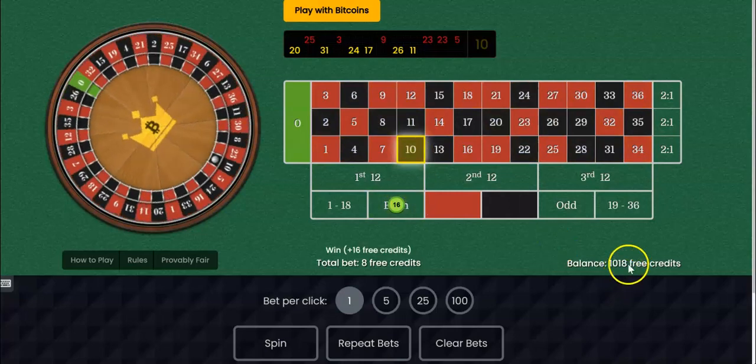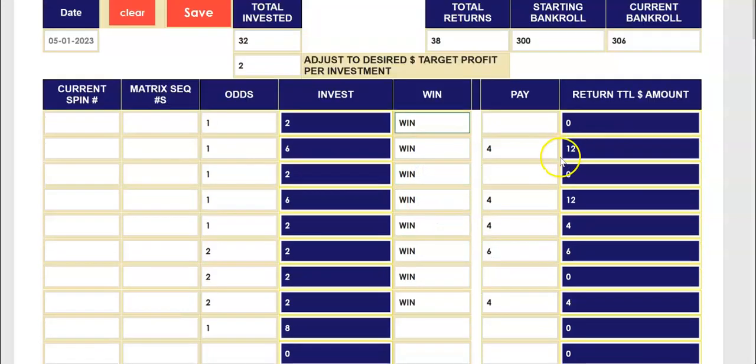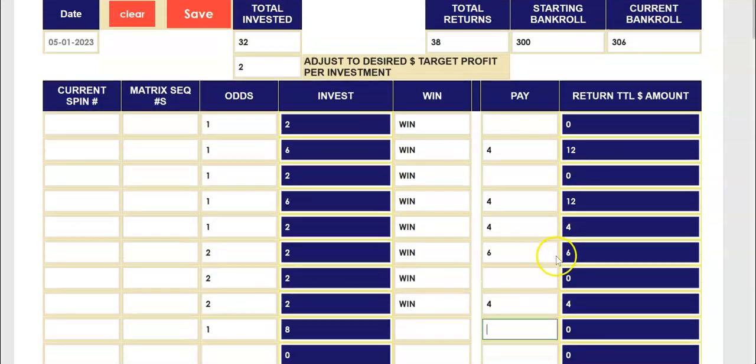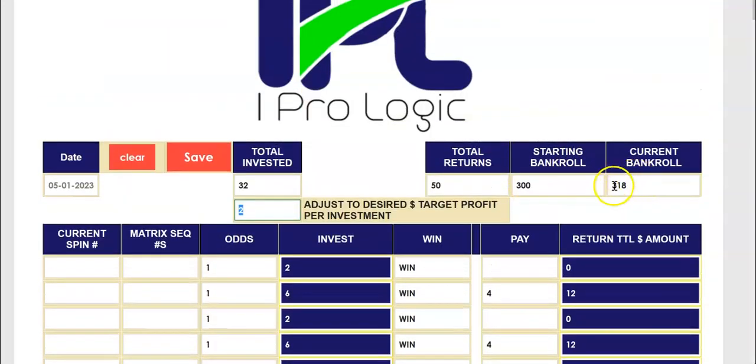Look, look at your bankroll, 18. So this is a win. This is a win because look, 1, 2, 3, 4, 5, 6, 7, 8 times 2 is 16. Oh, sorry, this is wrong. Check this out. It's here. This is a win. There you go. 1, 2, 3, 4, 5, 6, 7, 8, 9 times 2 is 18.